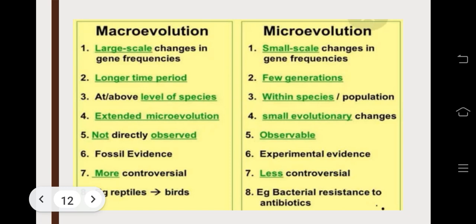Microevolution: few generations. Macroevolution: at or above the level of species. Extended microevolution: not directly observed. Fossil evidence: more controversial. Example: reptiles to birds.